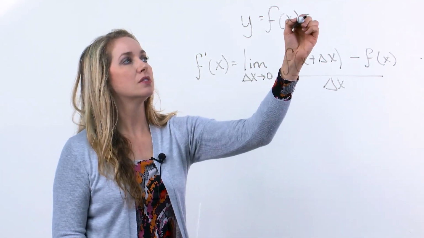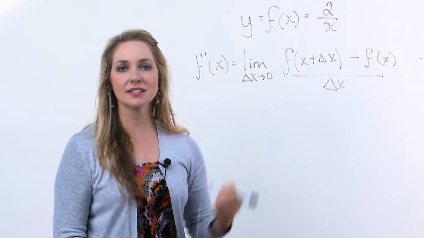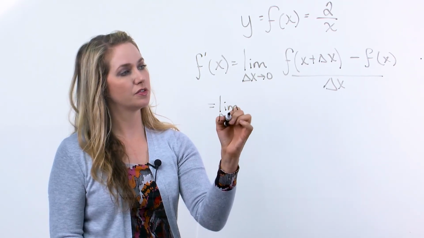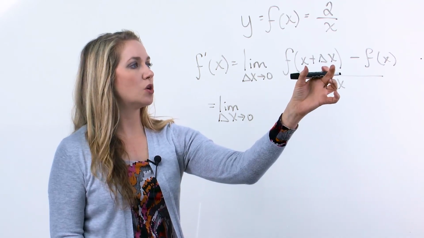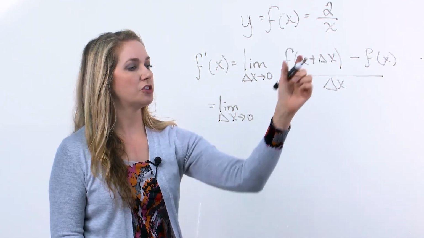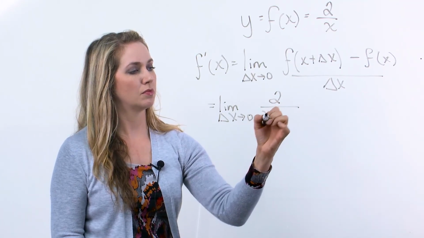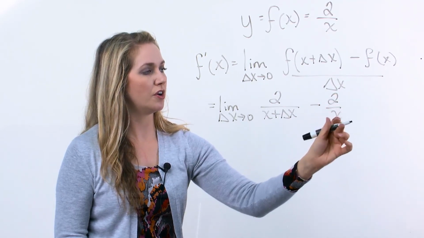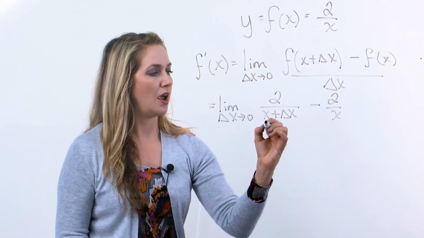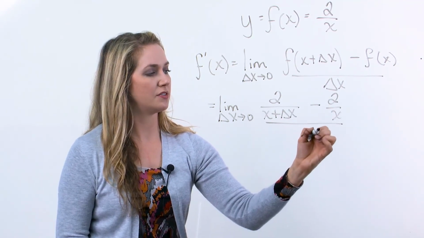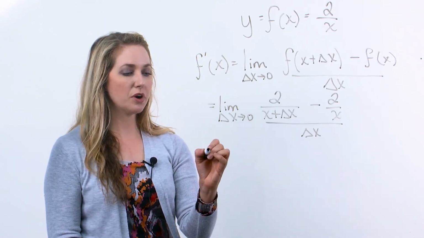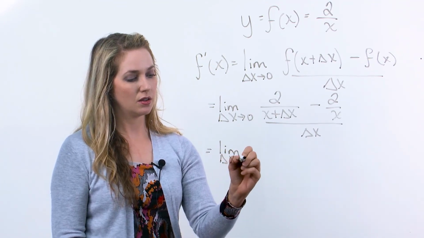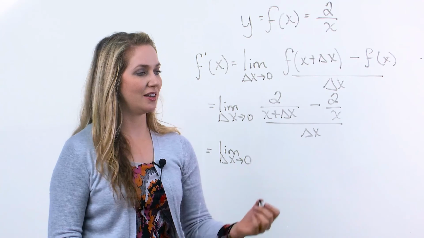So let's suppose that we have 2 over x as our function. Then the way we're going to calculate this derivative is by plugging x plus delta x into this function here, subtracting out 2 over x, which is the function value, and then dividing the whole thing by delta x. Now this requires some algebra, and honestly, this is the point in the process where it is easy to make a mistake or to get lost.